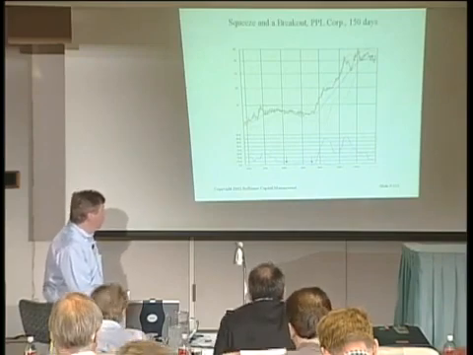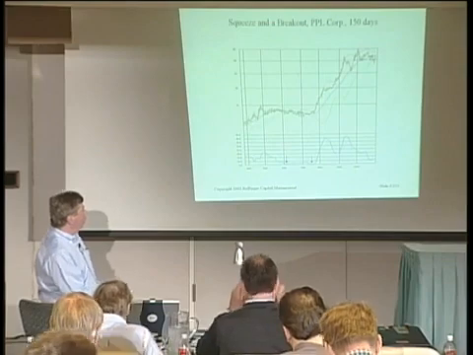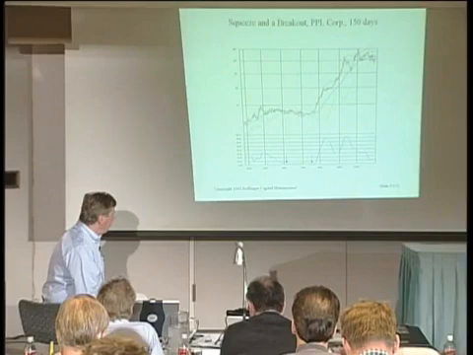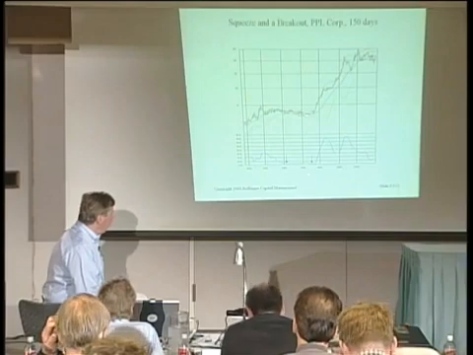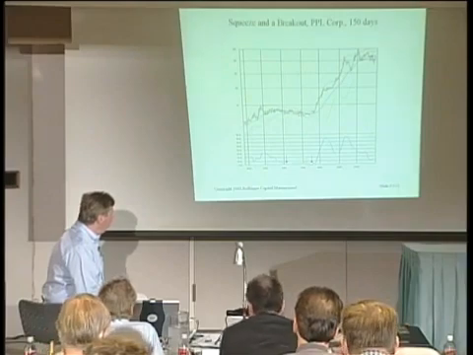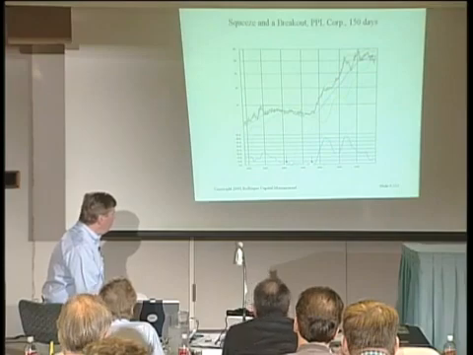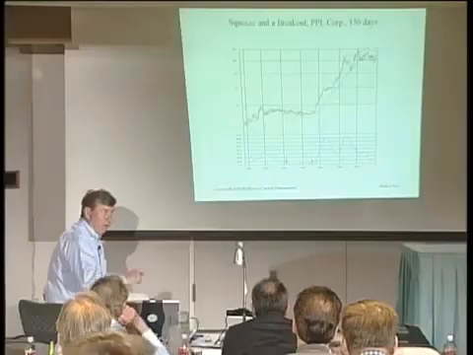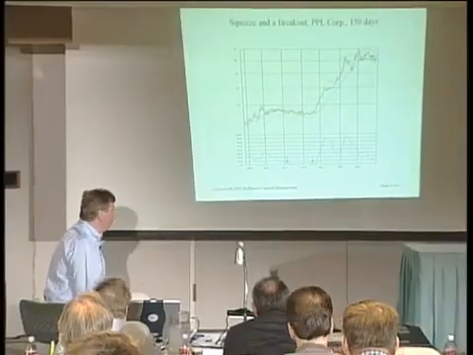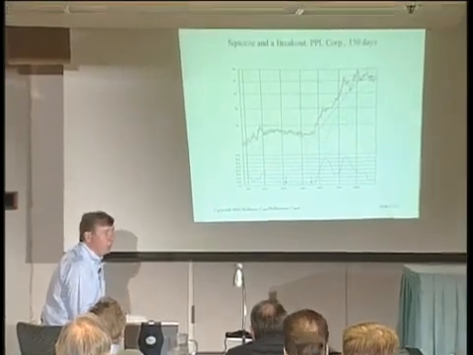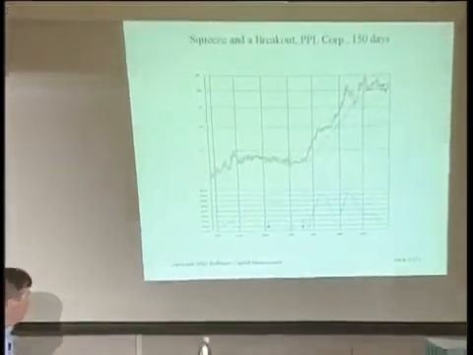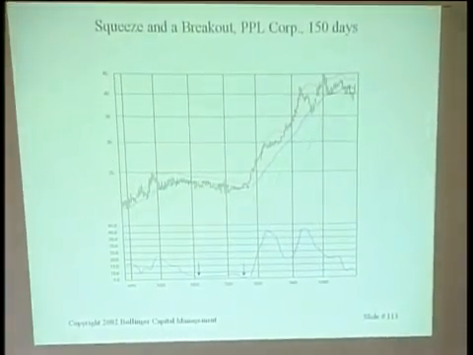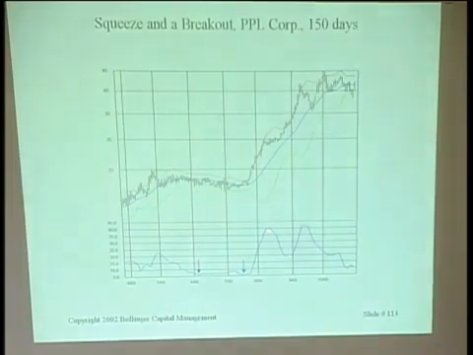Here's a perfect example of the squeeze. PPL Corp. I have about 150 days worth of data here. Volatility gets very narrow here. We plot it with bandwidth. You see we get down to about 5%. That's the upper band minus the lower band divided by the middle band. So the whole bandwidth is 5% as a function of the middle band. And then you get a giant expansion from there. Volatility goes from 5% to 40%.